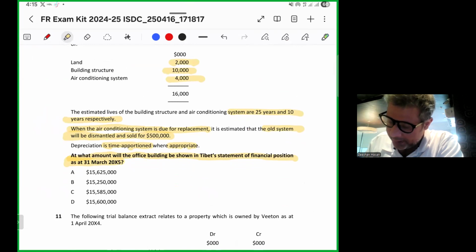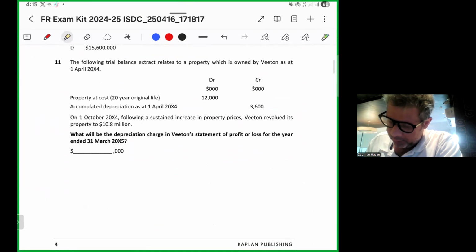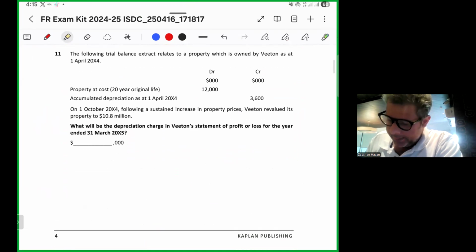Well, the cost was 4 million and the dismantling cost was 500. So that's why I took 3,500 divided by 10 into 6 divided by 12, right? I hope it's clear now. Now to the next question.